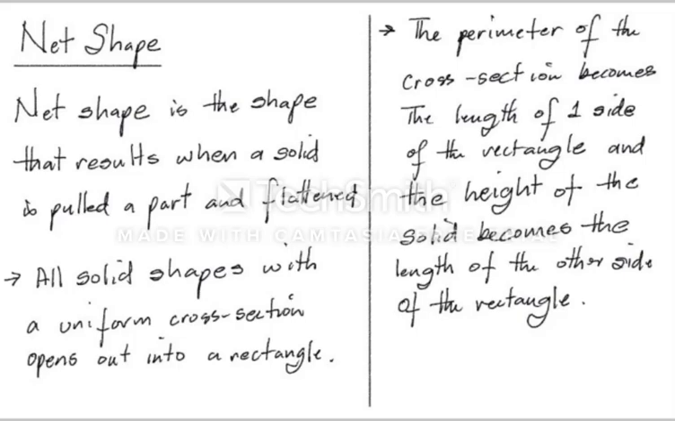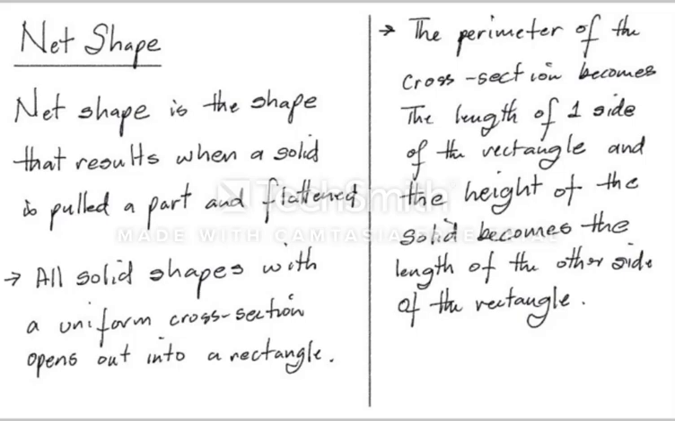All right, here's the next point. All solid shapes with a uniform cross section open out into a rectangle. So once you have a solid shape with a uniform cross section and you open it out and flatten it out, that shape is going to open out into a rectangle. Now, since it is the solid that became the rectangle, there have to be connections between the solid and the rectangle. These are the connections.